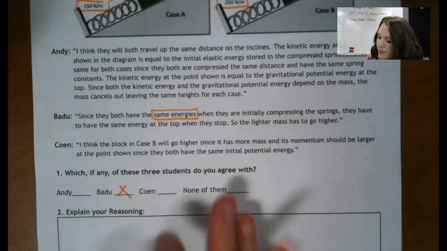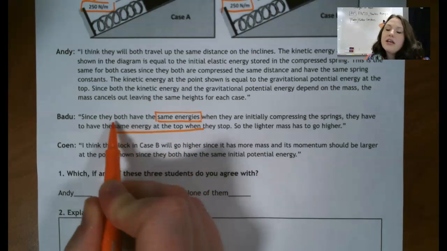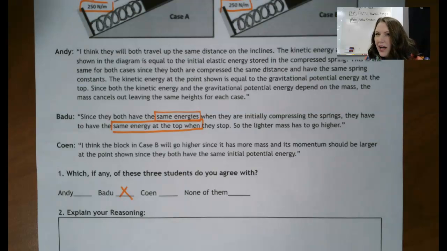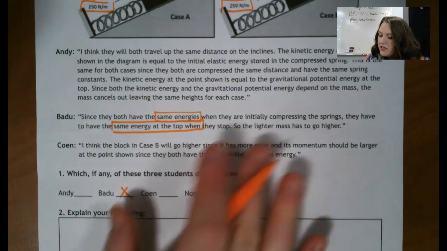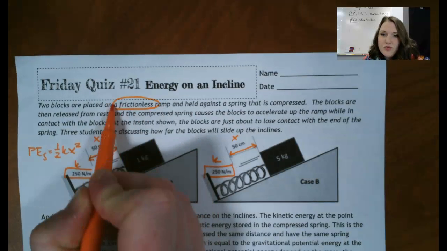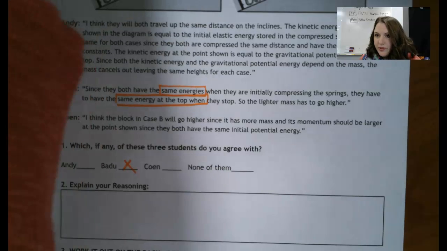He says they have the same energy at the top. Okay, well that's true. The law of conservation of energy says that whatever total energy you have when you start with is the same when you end. And why can we trust that in this situation? Because of one of the clues in the story problem, which is that this is a frictionless ramp. So we have no non-conservative forces that are present, right? So the lag on my computer is nuts, you guys.